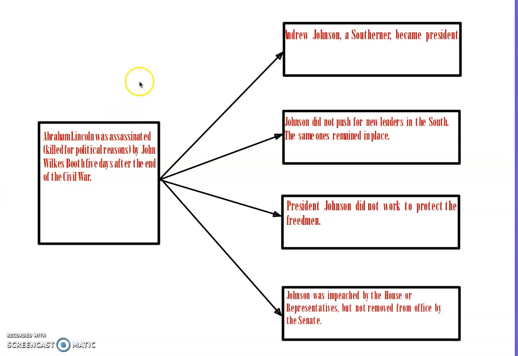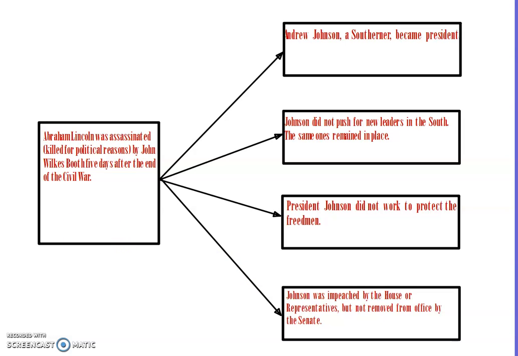Abraham Lincoln was assassinated, killed for political reasons by John Wilkes Booth, 5 days after the end of the Civil War. This caused these things to happen. Andrew Johnson, a Southerner, became president. Johnson did not push for new leaders in the South, so the same ones ended up remaining in place. President Johnson did not work to protect freedmen, and Johnson was impeached by the House of Representatives but not removed from office by the Senate.